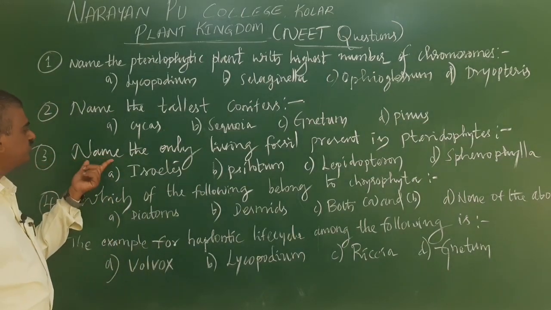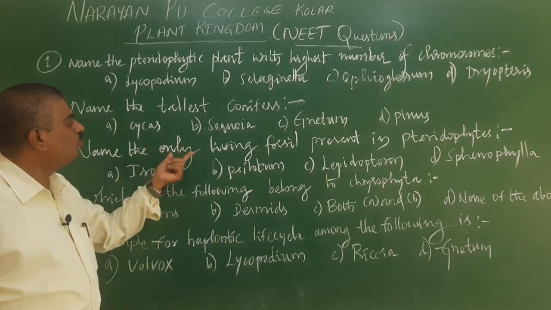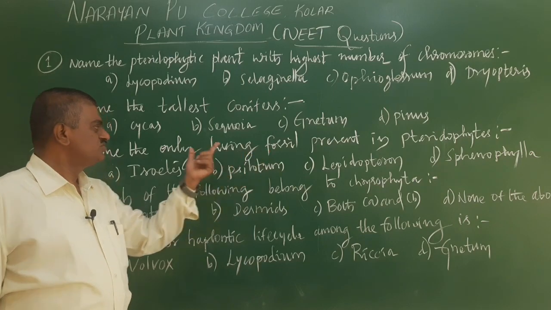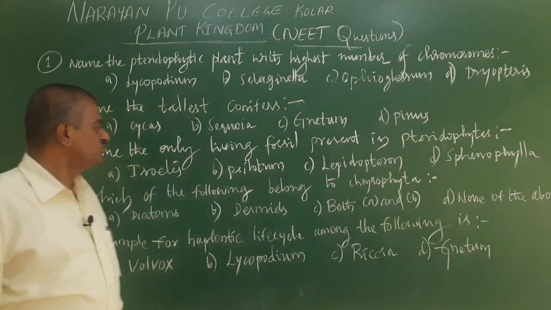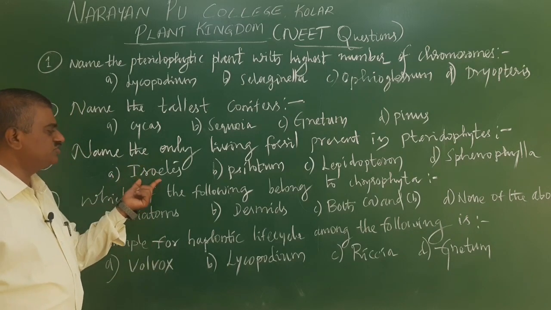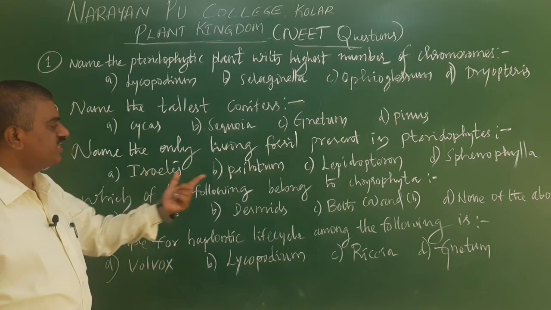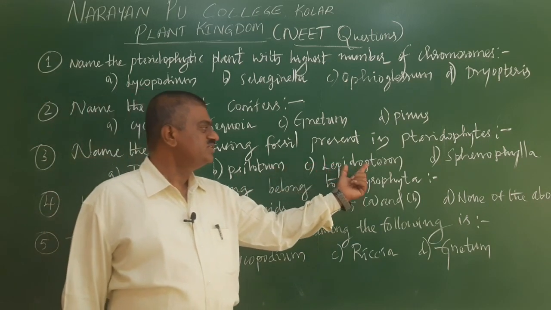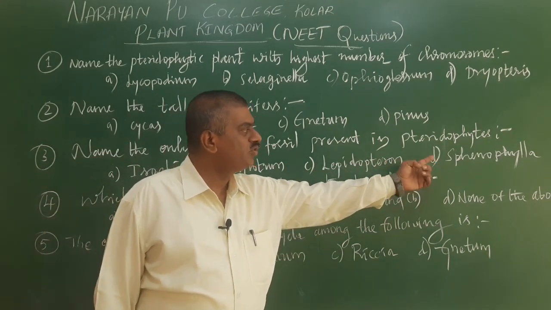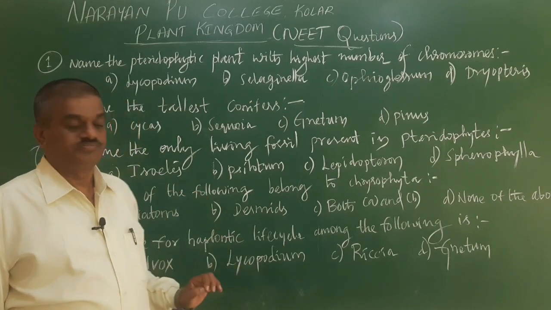So, we go for the third question. Name the only living fossil present in pteridophytes. In this, the first option is Isoetes. The second option is Psilotum. The third one is Lepidodendron, and the fourth one is Sphenophyllum.